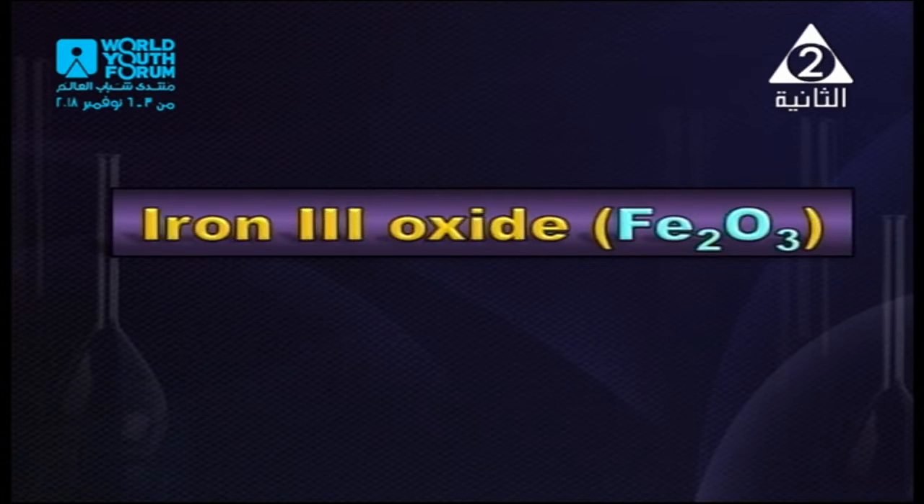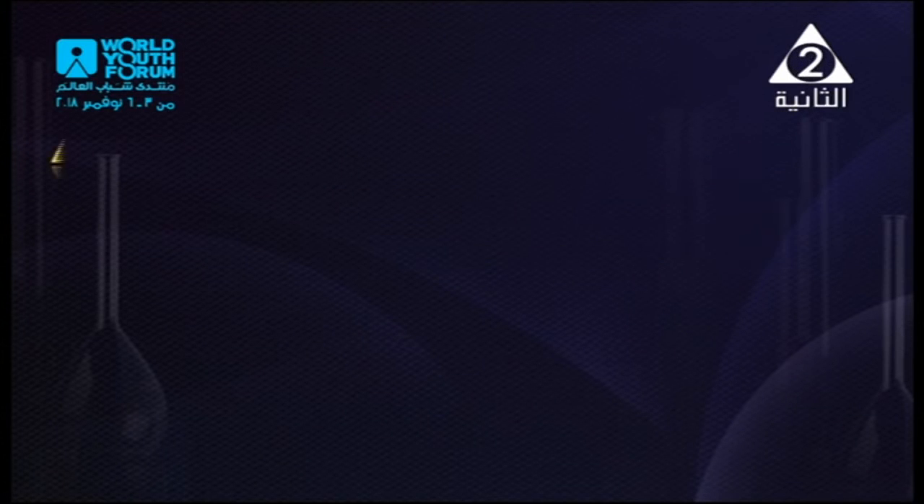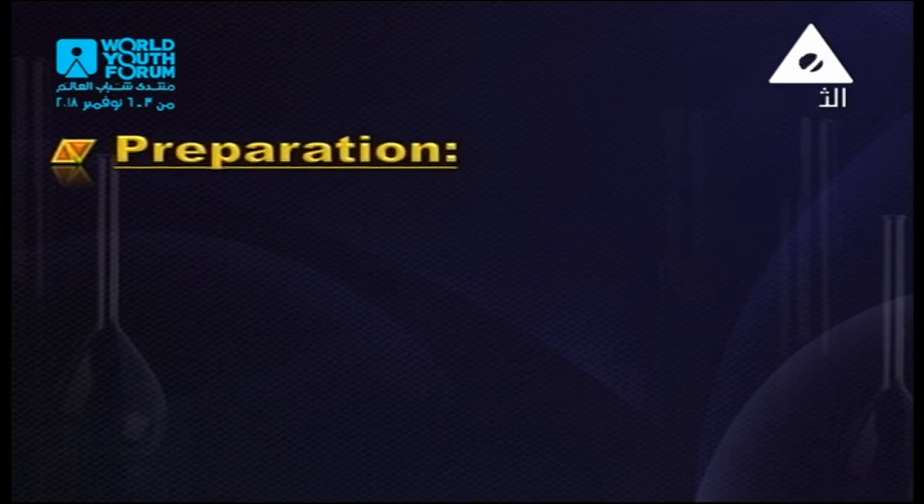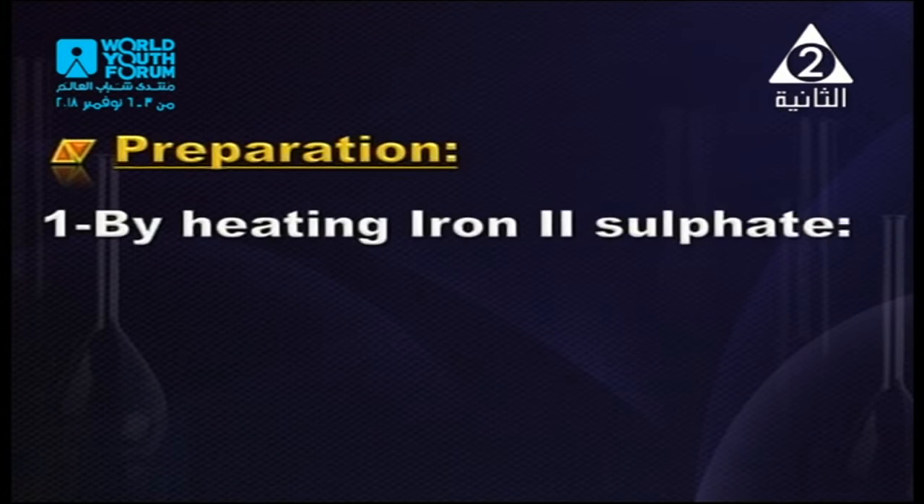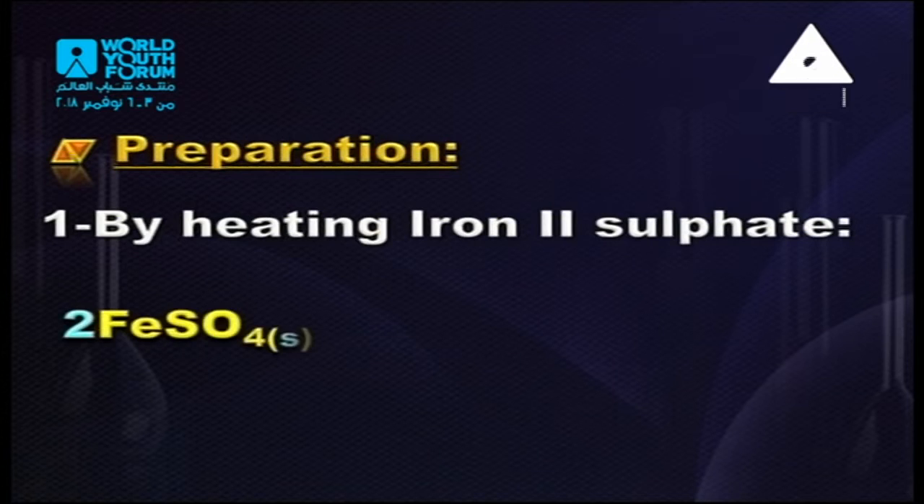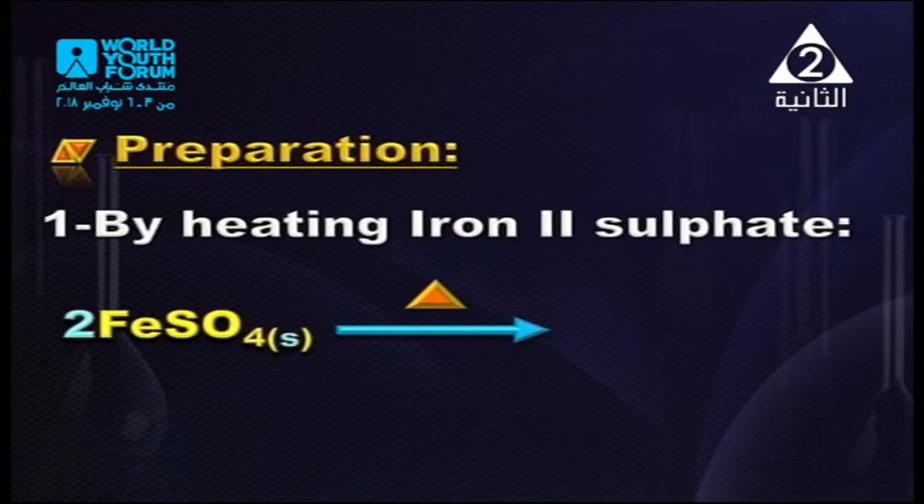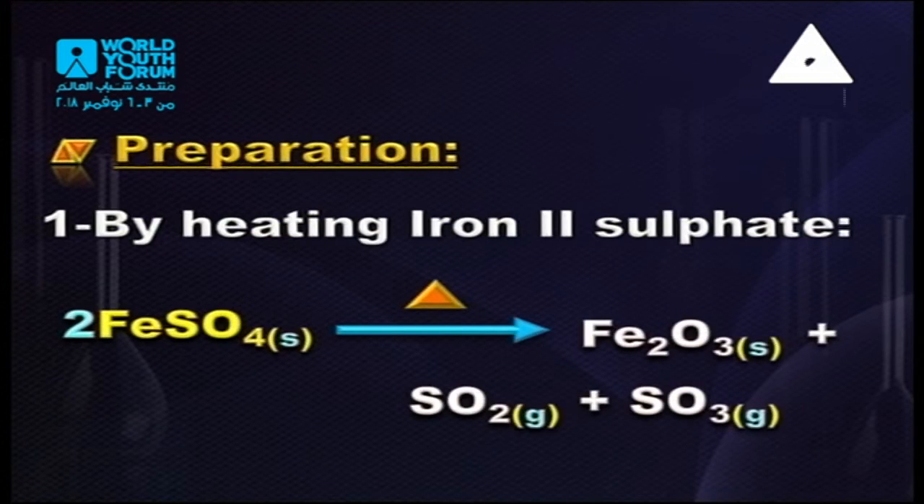Now we are going to discuss the second type of oxides, which is iron 3 oxide, Fe2O3. The preparation of iron 3 oxide is by heating iron 2 sulfate. As the equation on the screen shows, on heating iron 2 sulfate, FeSO4, it gives iron 3 oxide, sulfur dioxide gas and sulfur trioxide gas.